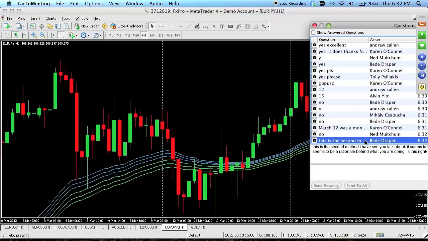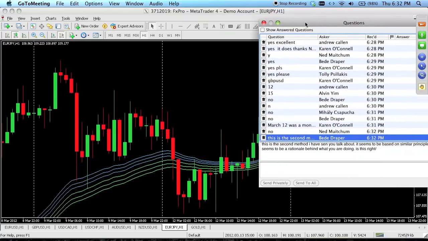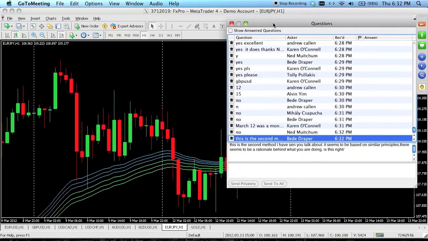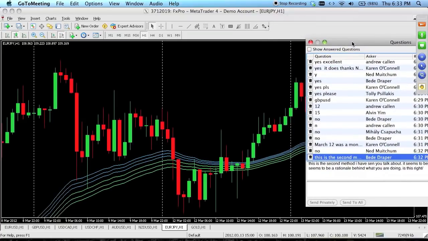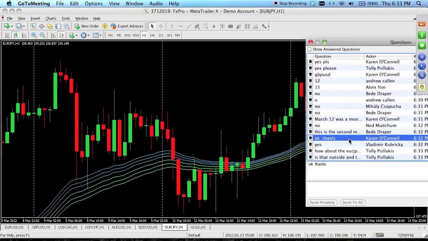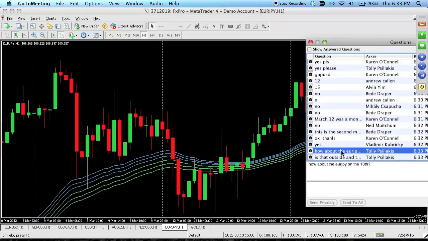Bede, this is the second method I have seen you talking about. It seems based on similar principles. There seems to be a rationale behind what you're doing. Is this right? Yes. I always try to bring out the point of seeing the market as a whole, rather than trading one pair at a time, adding a million indicators on it, trying to find the golden trail. It's not going to work. I try to train everyone to look at the market as a whole, to understand what is going on in the market. Turn off the TV, turn off the news. You don't need to watch that. It's really useless. But coming back to Euro Yen, is there a trade on the 12th?